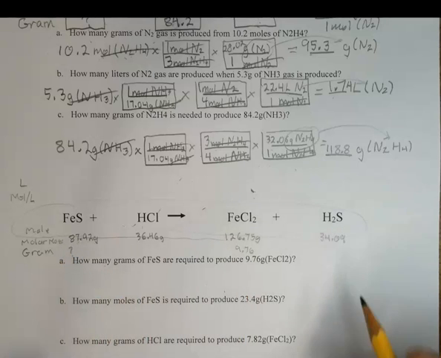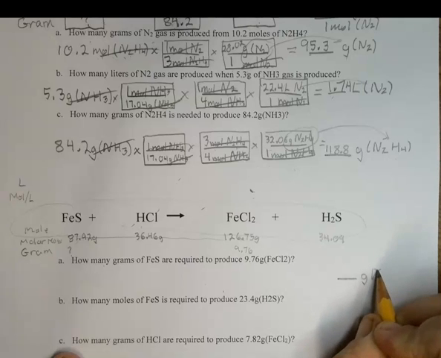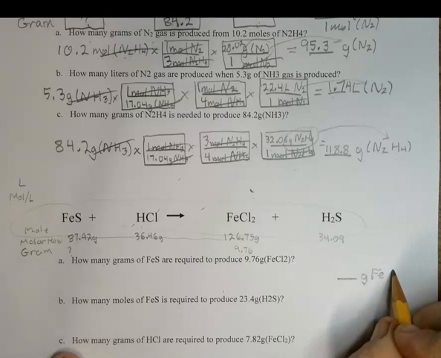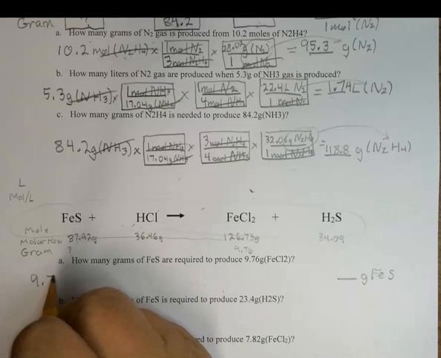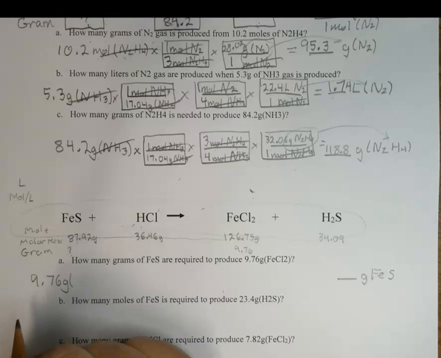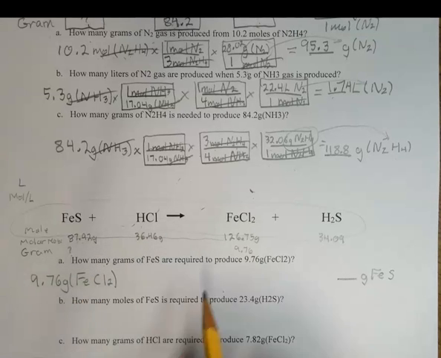So the question mark is how many grams of FeS? And we start with 9.76 grams of iron chloride, FeCl2. And it's going to be 3 conversions, one from here to here, one from here to here, and one back down through this number to here. So that's 3 in all.